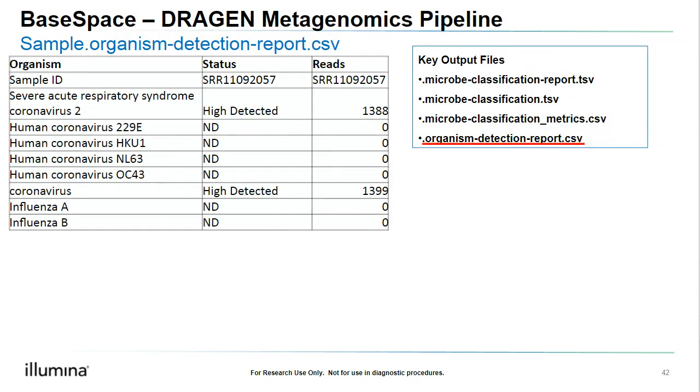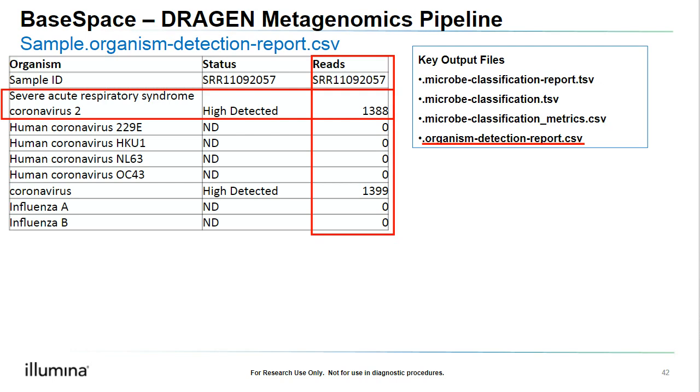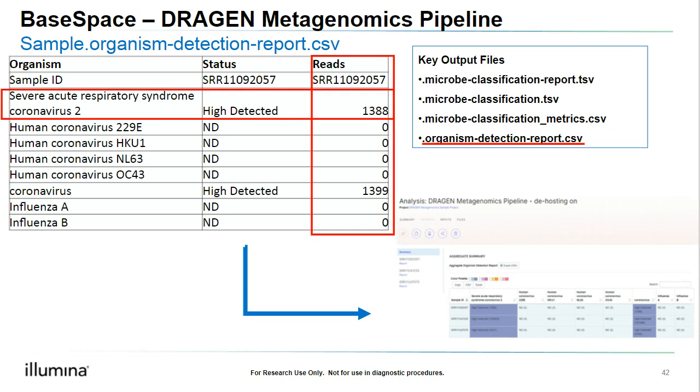The last output file is the organism detection report.tsv. This is the output file to check whether the organism, for example, SARS-CoV-2, is detected or not. There is also the number of reads that were classified to that organism. And this data is actually used to generate the detection report in the summary report tab when we first looked into the analysis output.